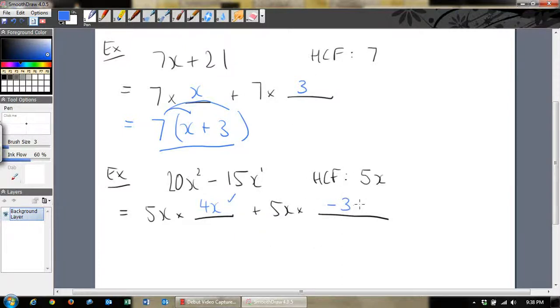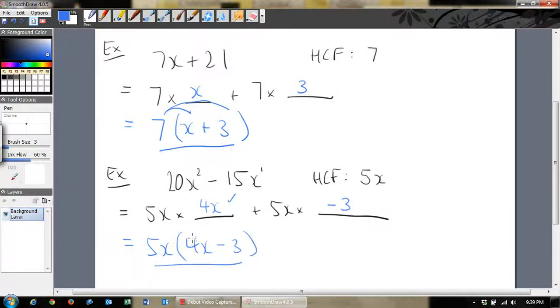It's actually just going to be negative 3. We don't need to multiply it by any x's because we've only got one x in both here. Okay, so then we take the highest common factor out the front of the brackets, and on the inside we write what was left over. So we've got 4x there, and here we've got negative 3, so minus 3, and that is your answer.